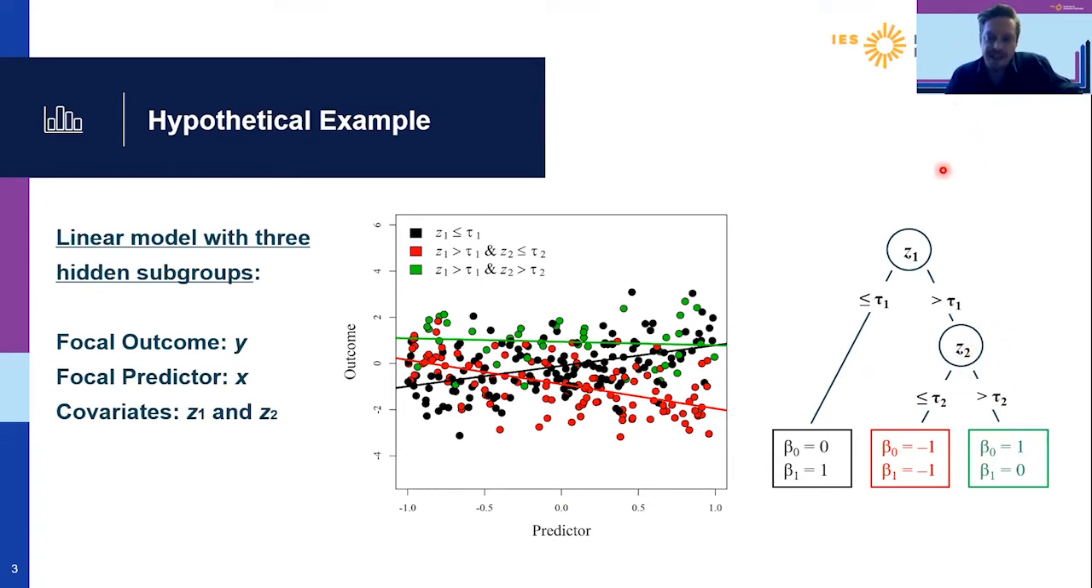Now, the important thing is that MOB itself does not require that we know the covariates in the first place, and it does not require that we know the thresholds in the first place. Those are two pieces of information that will be found in the data automatically. So we let the data speak, so to speak. So how does this look in practice?